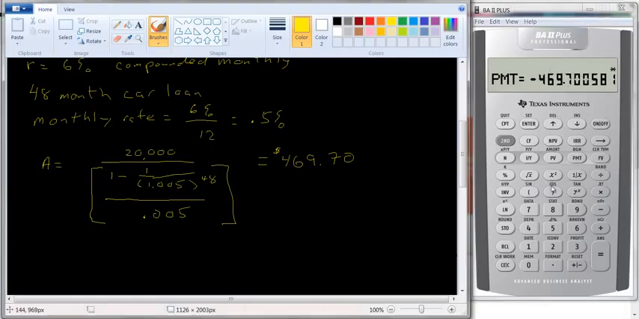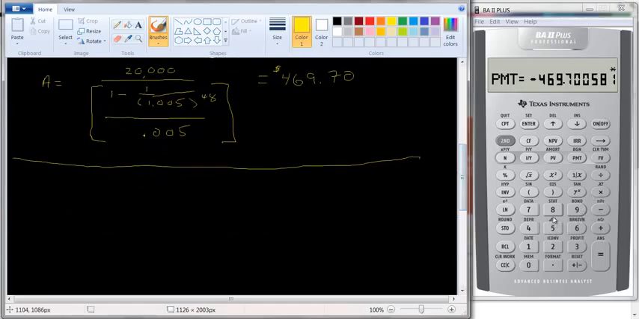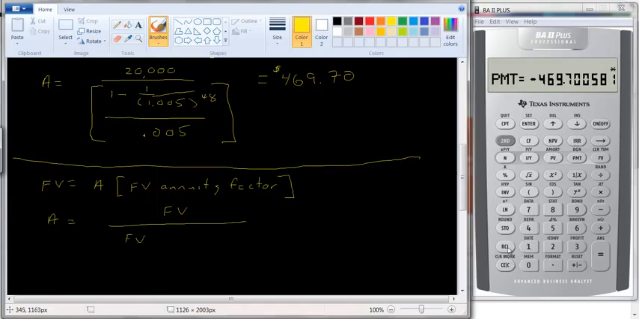Let's look at the future value of an annuity. So the same thing holds true here. Future value equals the annuity times the future value annuity factor. And so that means that A is just going to equal the future value divided by this future value annuity factor.